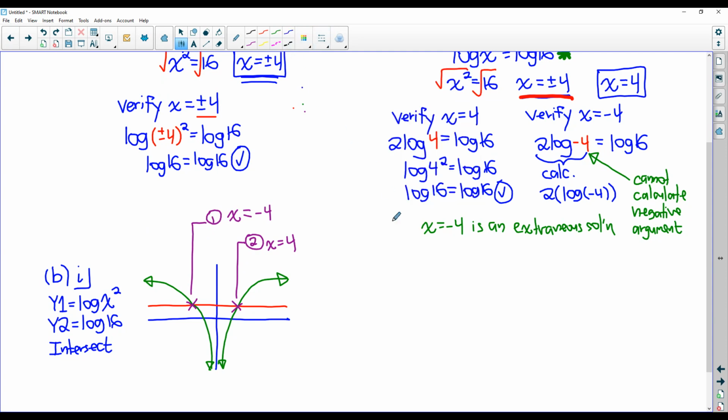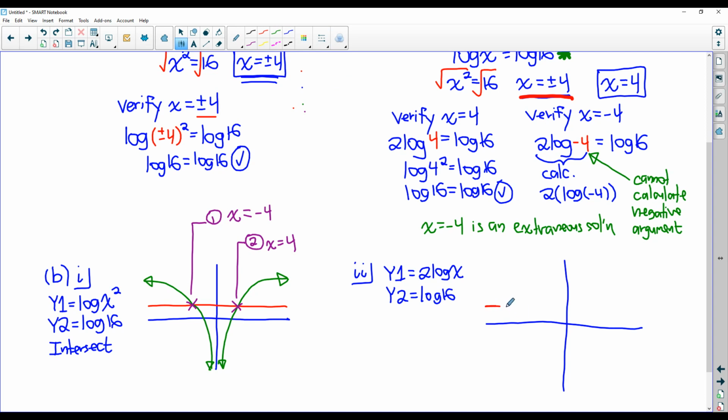Now, if we compare it to this other equation, so for part 2, what I would do is plug in to y1, 2 log x, and y2, we're going to plug in log 16. Just do a quick sketch of the y-axis, quick sketch of the x-axis. And then what this would look like is, once again, you'd have a horizontal line representing y2. I guess I should have put arrows at the end of it. Okay, arrows there and there.